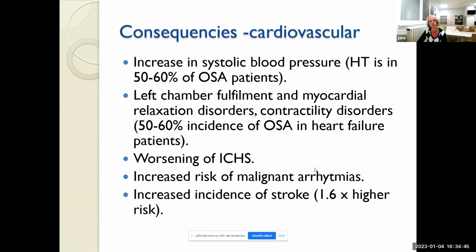But if you have no dipping of blood pressure during the night, then it means that during the day it will grow up.